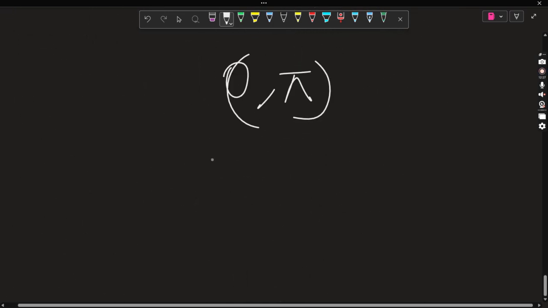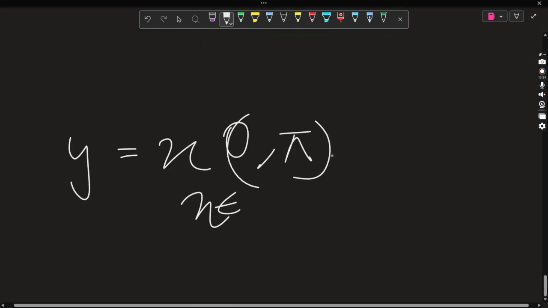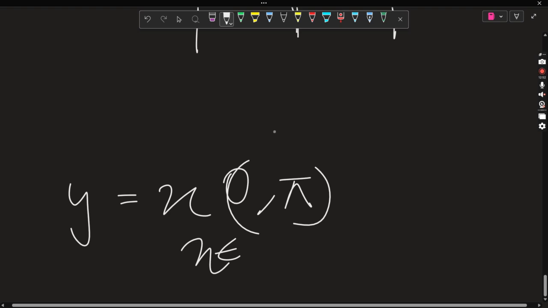In case of cot, you have interval 0 to pi. So y is equal to x, where x belongs from 0 to pi, and you have to remove odd pi by 2, right? Where the tan becomes, no, I'm sorry. You need not remove anything just because tan becomes 0 at 0, pi, 2 pi, and these values are excluded. So we need not take care of the excluded values.